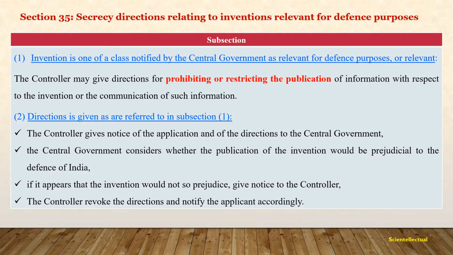Section 35: Secrecy directions relating to inventions relevant for defense purposes. Subsection 1. If the invention is one of a class notified by the central government as relevant for defense purpose, the controller may give directions for prohibiting or restricting the publication of information with respect to the invention or the communication of such information.